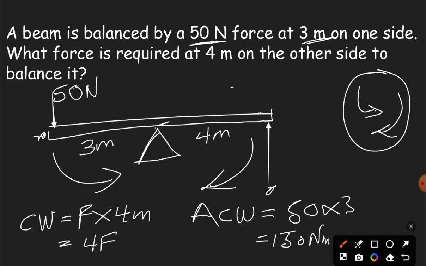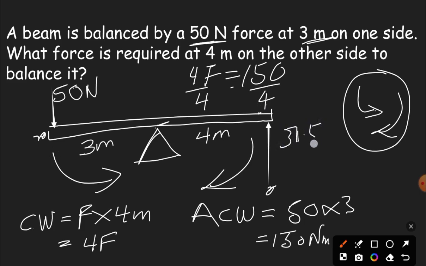Now, according to the condition, the sum of clockwise moment should be equal to the sum of anticlockwise moment. So we are going to have the clockwise 4F equals anticlockwise moment 150. So divide both sides by 4. So 150 divided by 4. Our answer is 37.5 Newton. That is our answer.